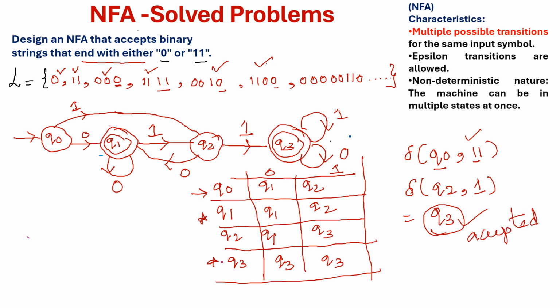So this is a way of checking whether a string is accepted or not by the created machine. We can say this is a transition function, that is called delta. So in this way we are designing the NFA.